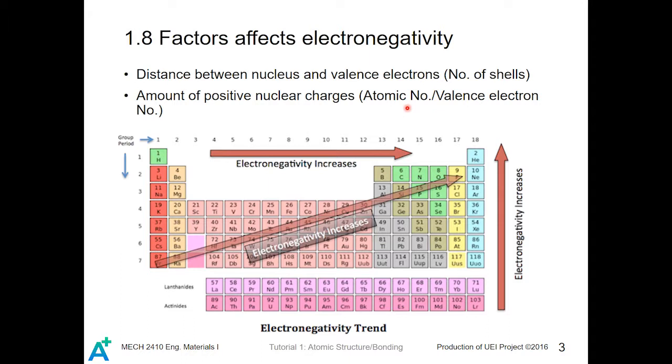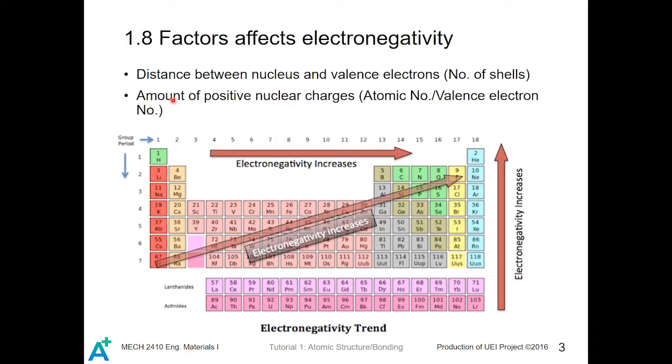There are some factors which affect electronegativities. Distance between the nucleus and valence electron, which is represented by the number of shells, the period number, or the principal quantum number. For a larger distance, the electronegativity will be smaller, as the attraction force is smaller due to the larger distance. The amount of positive nuclear charge will also affect the electronegativity.